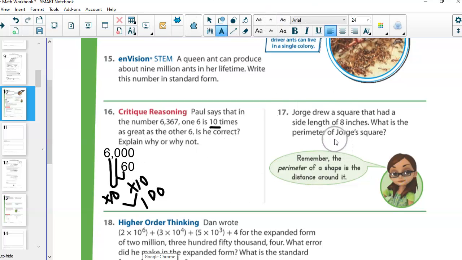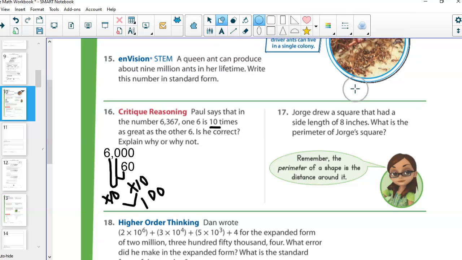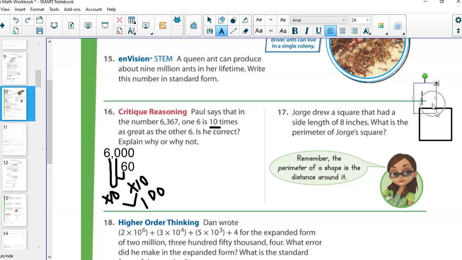And then the last one we're going to do together is number 17. On number 17, it says George drew a square that had a side length of 8. So he's going to draw his square, and his square has a side length of 8 inches. One thing we want to remember about a square is that it's a shape that has 4 equal sides. So if we know one side, we know all of the sides, okay? And we're trying to find the perimeter.